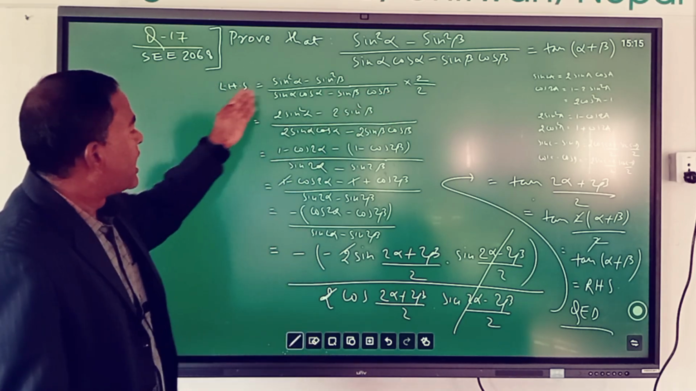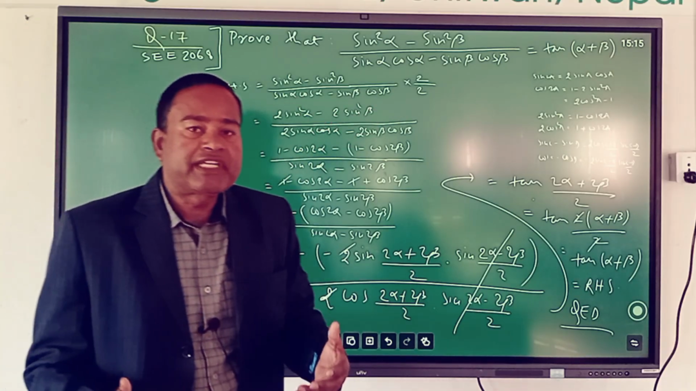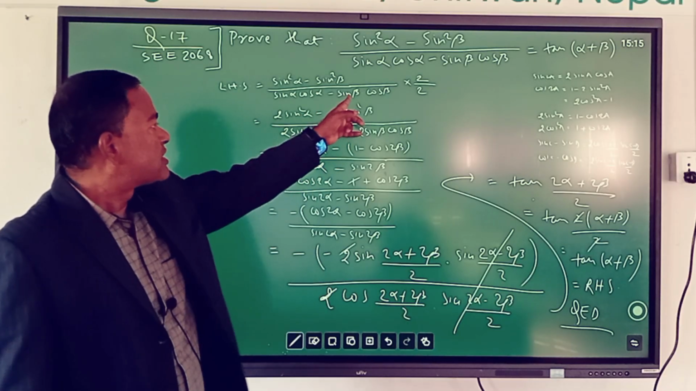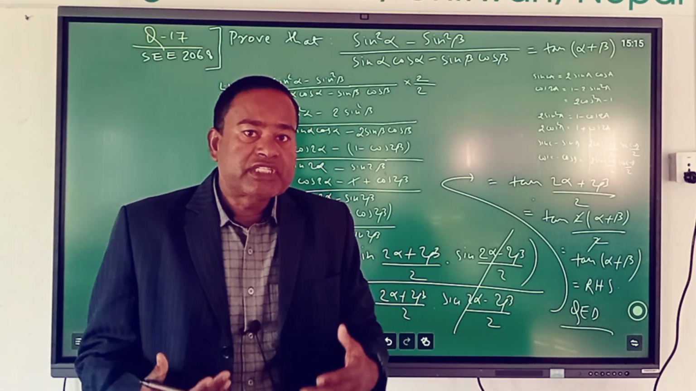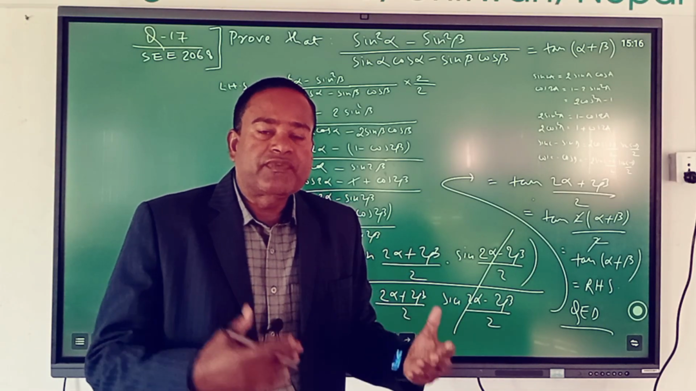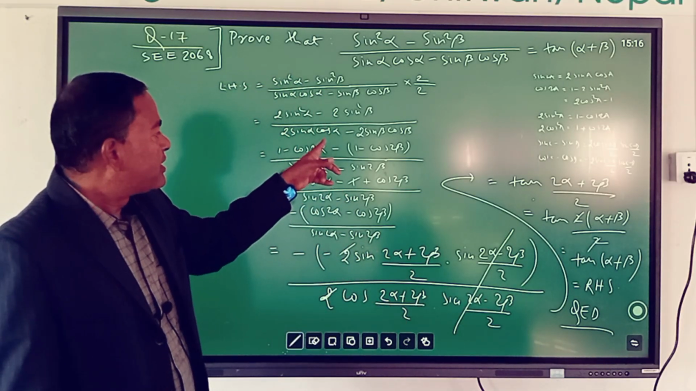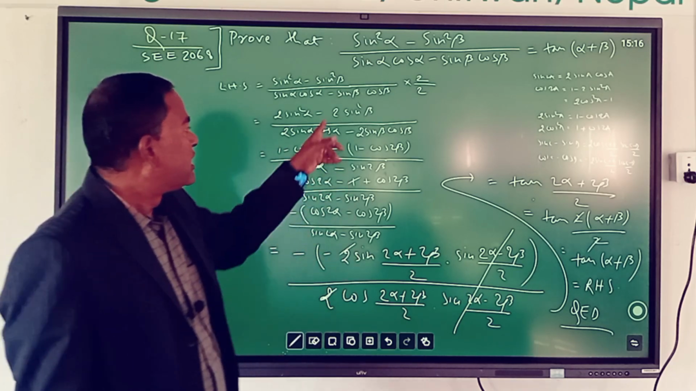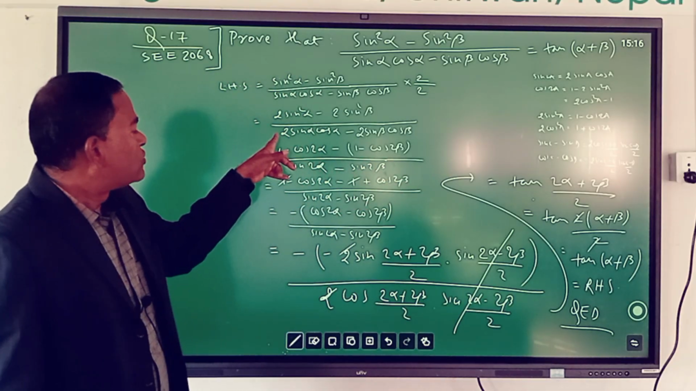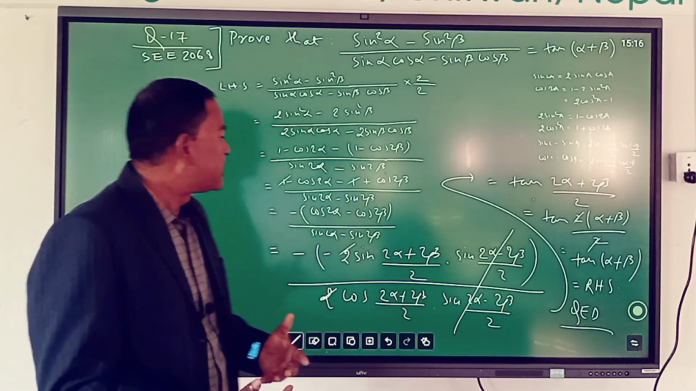After multiplying each term of numerator and denominator by 2, we have got (2 sin² alpha minus 2 sin² beta) divided by (2 sin alpha cos alpha minus 2 sin beta cos beta). We know that the formula of 2 sin² a is equal to 1 minus cos 2a. This formula we have derived from the formula of cos 2a. So 2 sin² alpha means 1 minus cos 2alpha, keeping minus sign as it is, and 2 sin² beta means 1 minus cos 2beta. Now 2 sin alpha cos alpha is sin 2alpha, and 2 sin beta cos beta is sin 2beta.